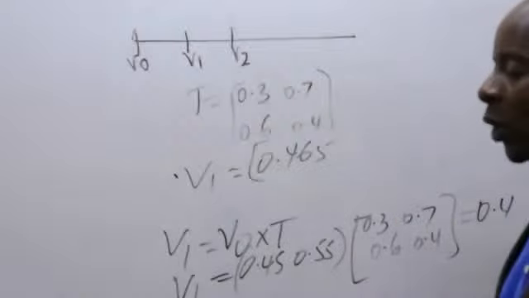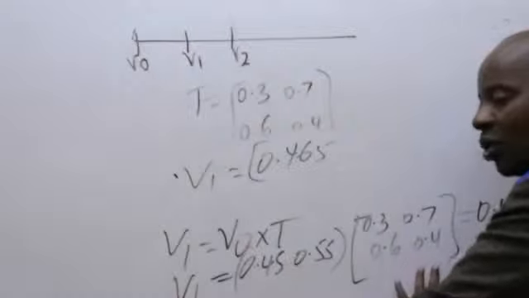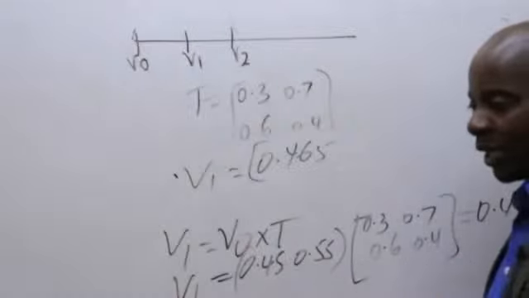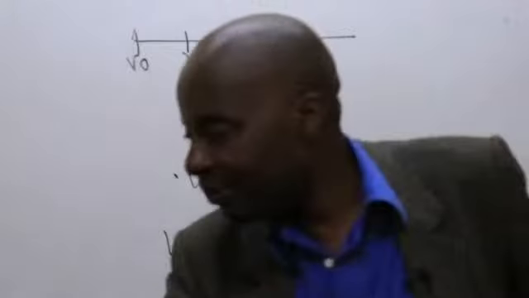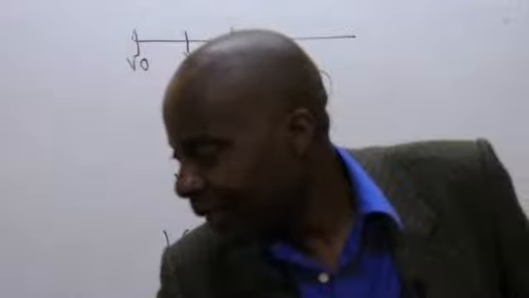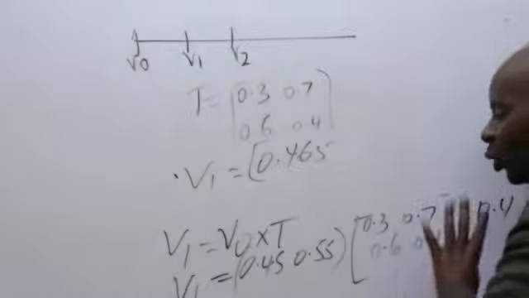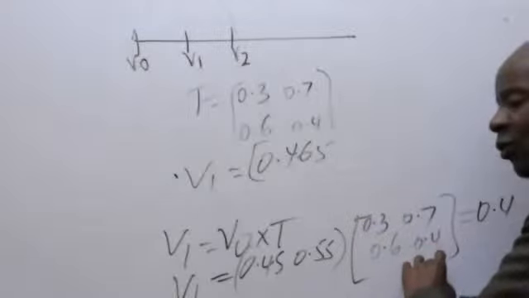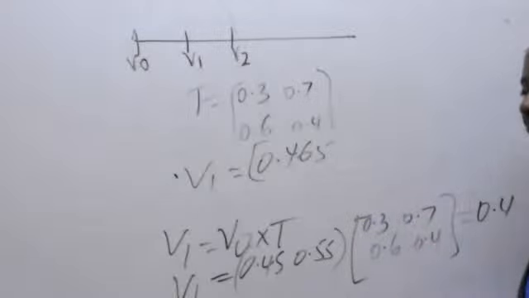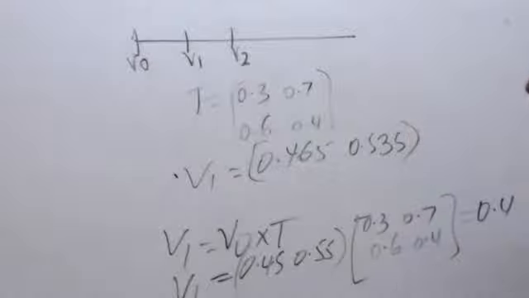How do I get the second component? To get the second component, I will take this row by the second column. I hope they're able to follow this row by the second column. How do I do it? 0.45 times 0.7 plus 0.55 times 0.4. Please give me a figure. Aha, we have Denzel giving me 0.535. So that is vector 1.